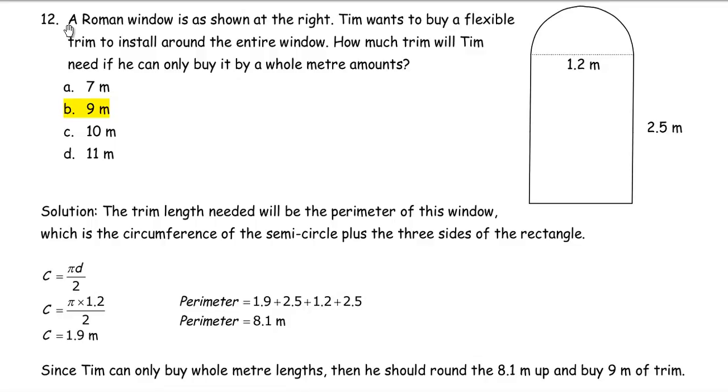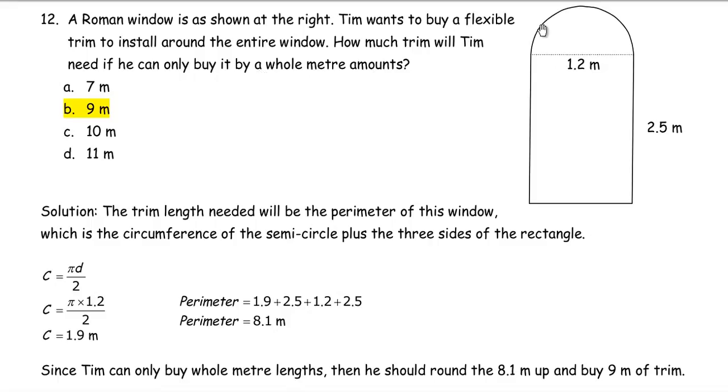Question number 12. A Roman window is as shown at the right. Tim wants to buy a flexible trim to install around the entire window. How much trim will Tim need if he can buy it by whole meter amounts only?